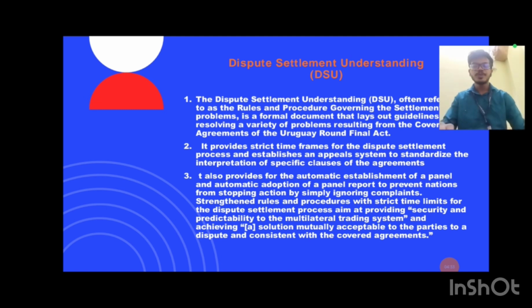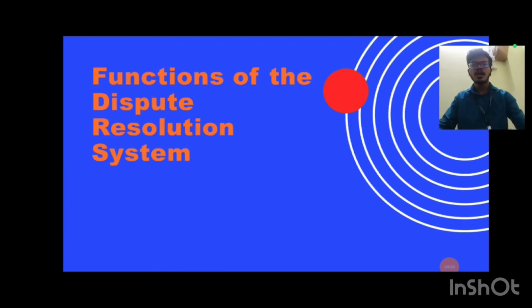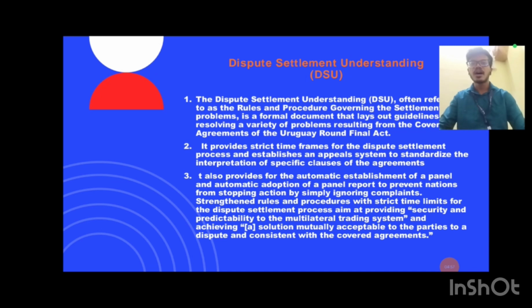The Dispute Settlement Understanding created the Dispute Settlement Body, which is the DSB, consisting of all the WTO members, which administers dispute settlement procedures. It provides a strict time frame for the dispute settlement process and establishes an appeal system to standardize the interpretation of specific clauses of the agreements. It also provides for the automatic establishment of a panel and automatic adoption of a panel report to prevent nations from stopping action by simply ignoring complaints.